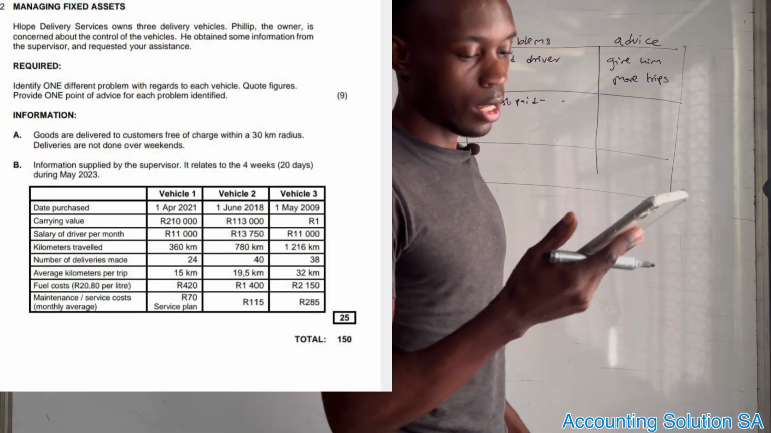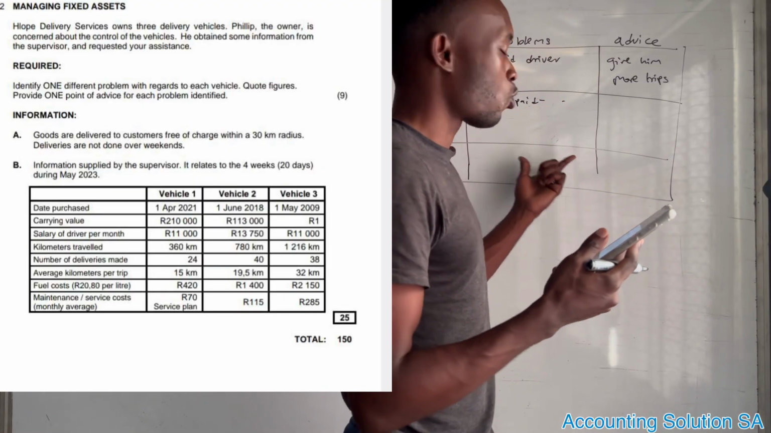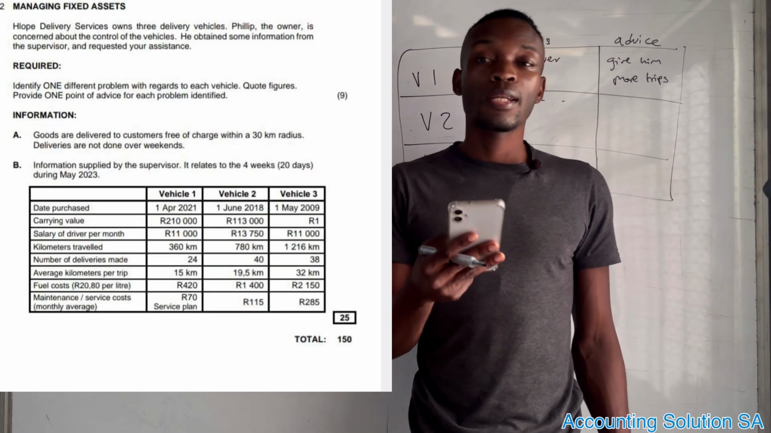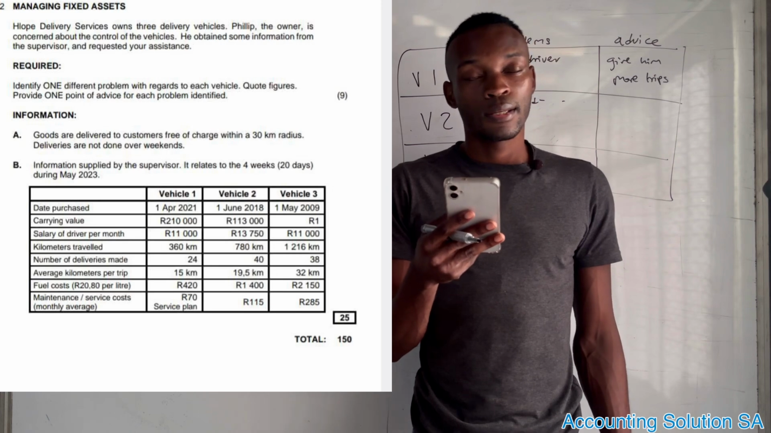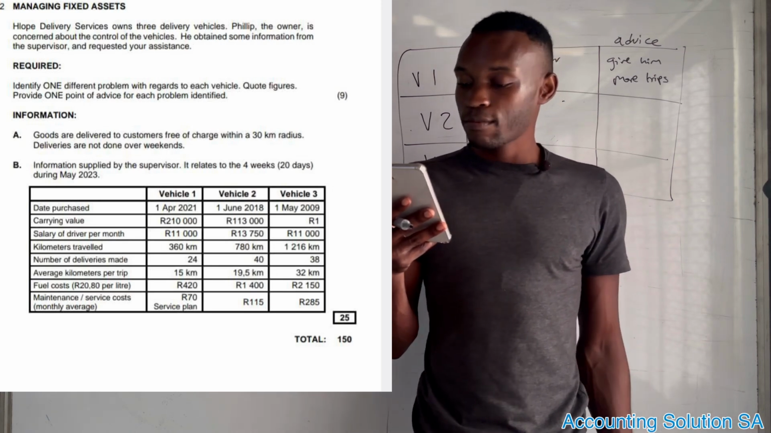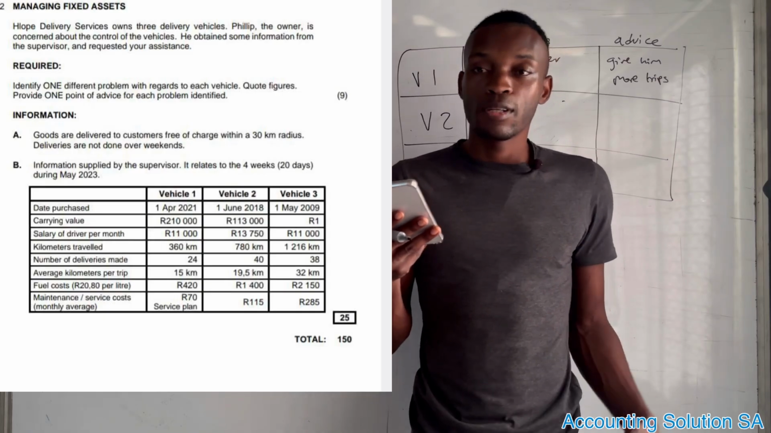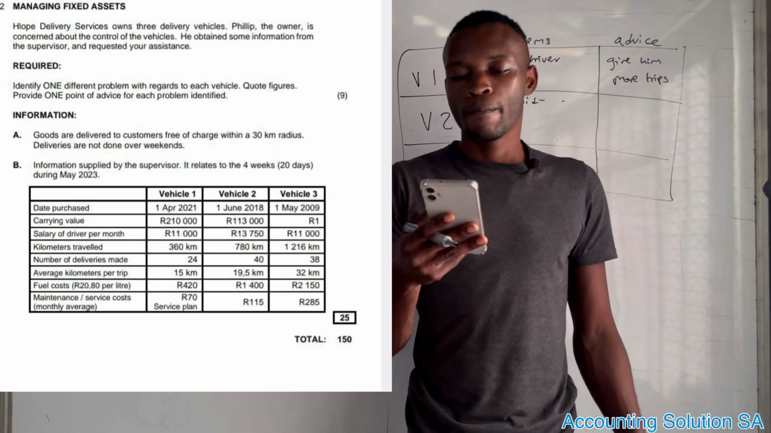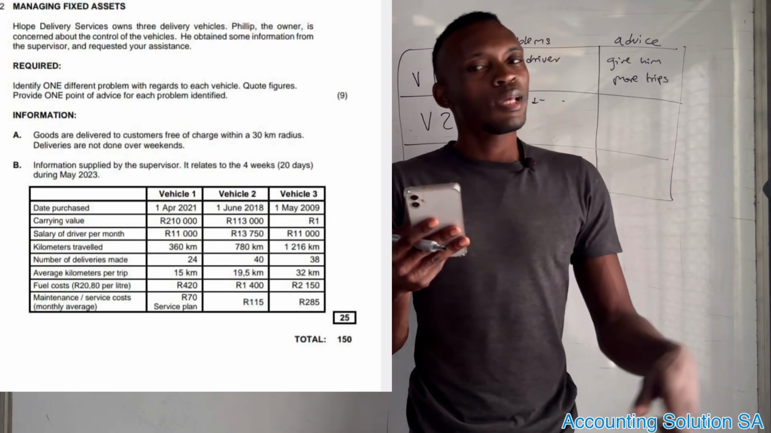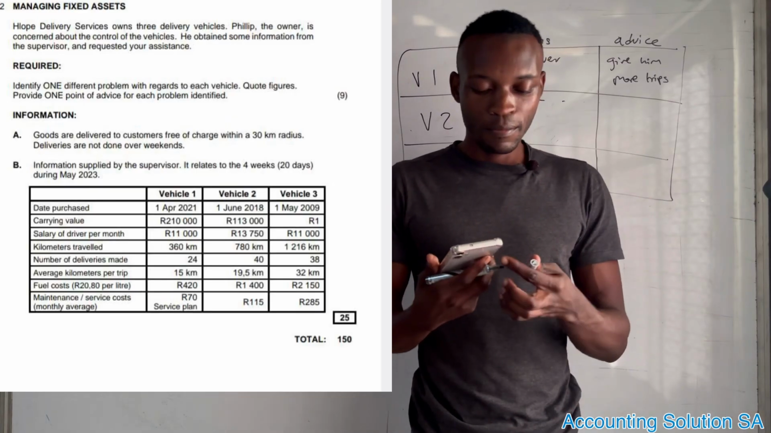And vehicle number 3, guys, the problem is that this vehicle is very old. A 2009 vehicle in 2023 is very old. We have to sell this. You can check, even the current value is 1 rand, to show that they are just avoiding selling it at a negative amount. So how do we solve a problem like this? Sell it, buy a new one. Simple stuff. I hope you learned something, guys.